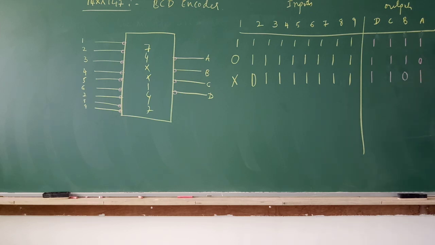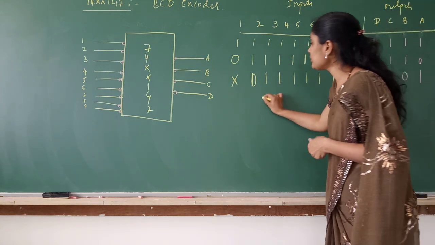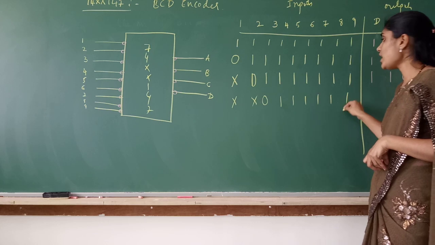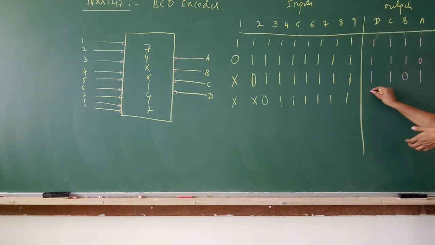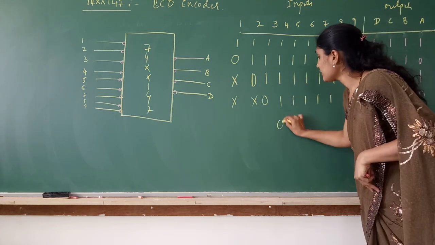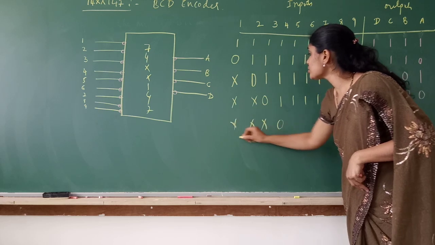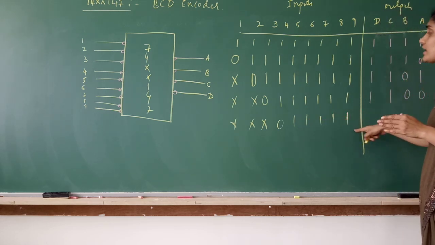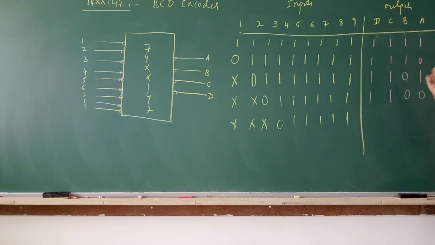So this represents the decimal number 0, this represents the decimal number 1, this represents the decimal number 2. Similarly, if input 3 is active, whatever may be 1 and 2, that will be encoded as 0, 0, 1, 1. So this is 3. Correct? If 4 is active, whatever may be 1, 2, 3, the higher order number will be given more priority. So this will be encoded as 0, 1, 0, 0, but actually we get 1, 0, 1, 1. So this is the decimal number 4.